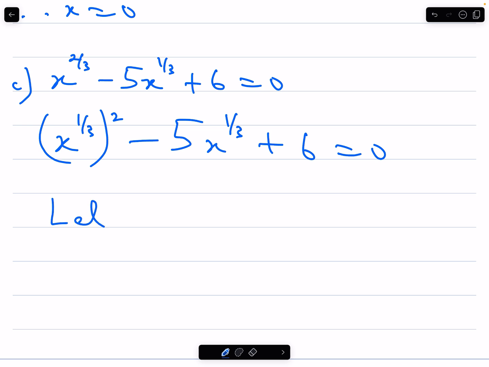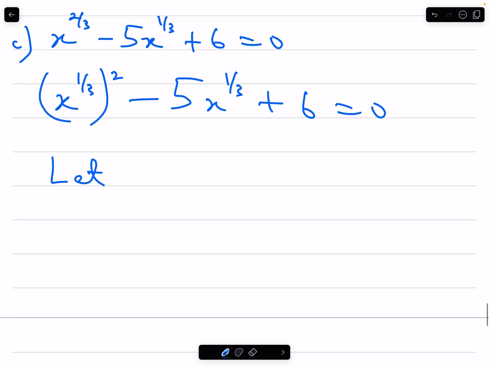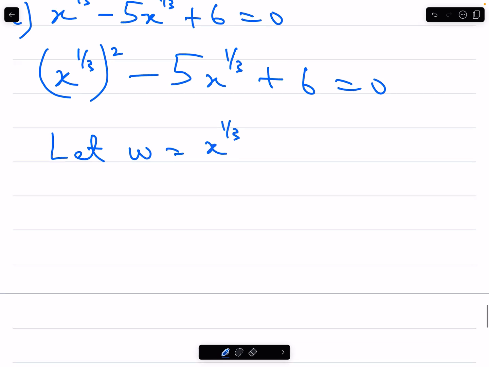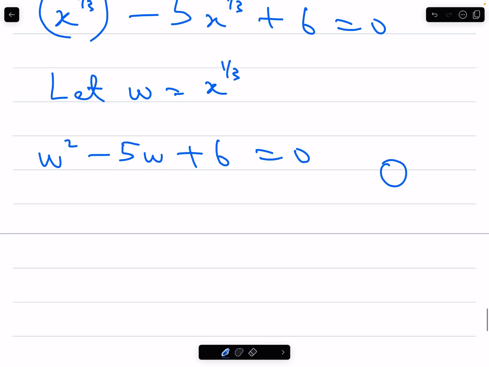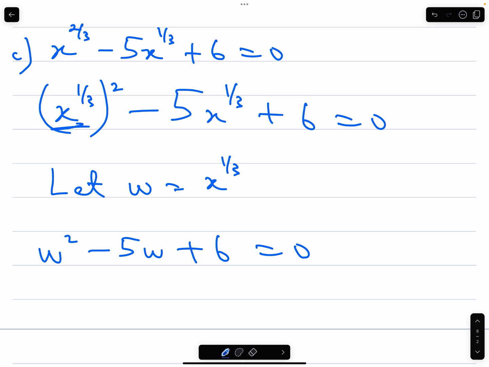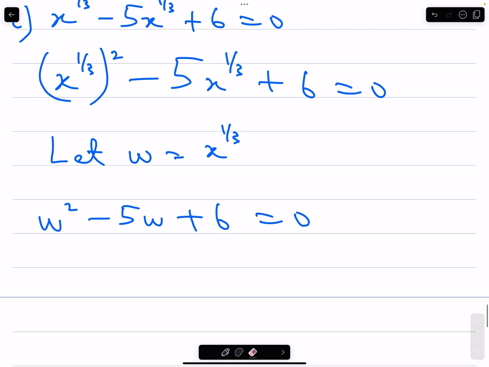Let w be equal to x raised to power 1 over 3. And the equation becomes w squared minus 5w plus 6 equals 0. Please don't use the letter O so that you don't mistake it for a 0. And don't use a letter that's already given in the equation. For example, we already have x, so we cannot say let x again be equal to x raised to power 1 over 3. That will be confusing.